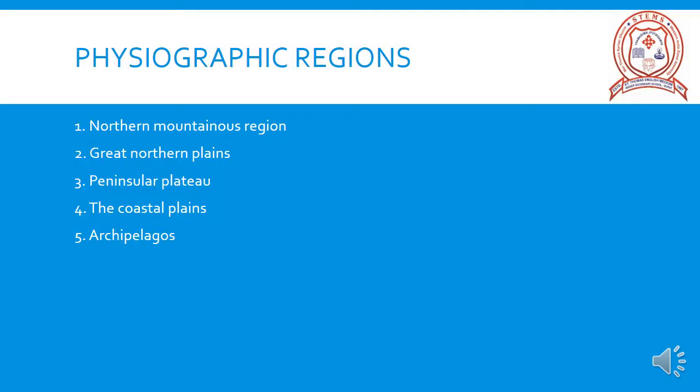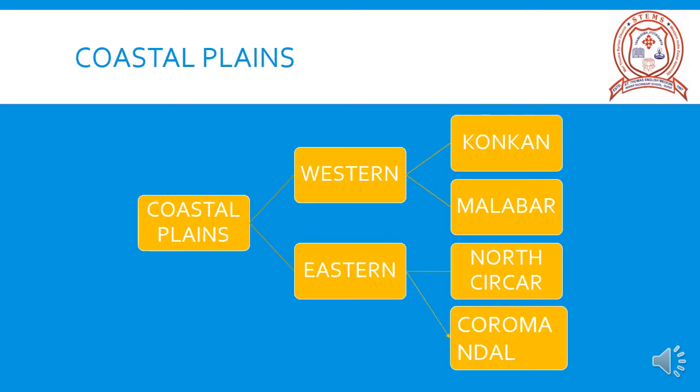The 5 physiographic regions of India are Northern Mountainous region, Great Northern Plains, Peninsular Plateau, the Coastal Plains and Archipelagos. Now we are going to learn about the Coastal Plains. Peninsular Plateau is surrounded by a narrow belt of plains. This coastal plain starts from Kutch to Orissa.